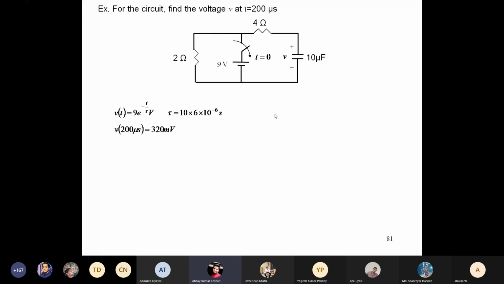Sir, I got 321. Yes, sir. Maybe because of some substitution, or maybe my answer is wrong. Okay, maybe that one is correct also. That may happen because of some approximation. I was doing t by tau, 200 by 60, as 3.33, and e to the power minus 3.33, but if you do the actual value, it may differ by 1 millivolt. So you can have similar problems.